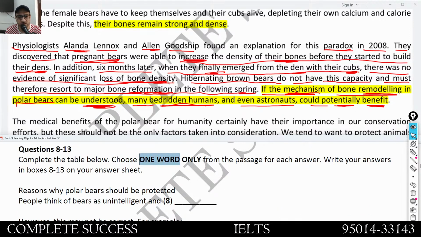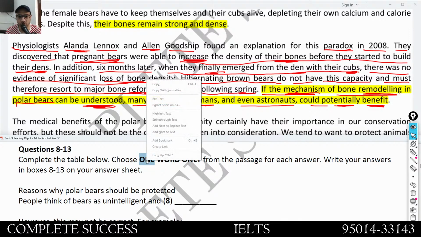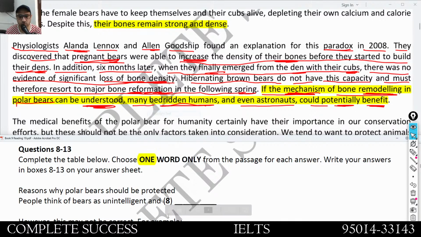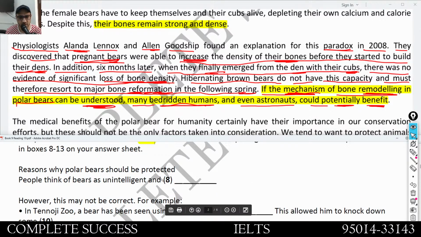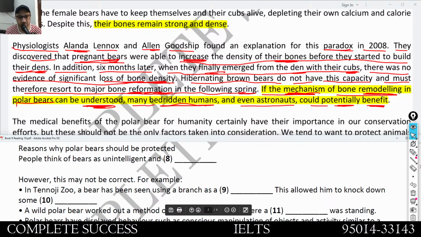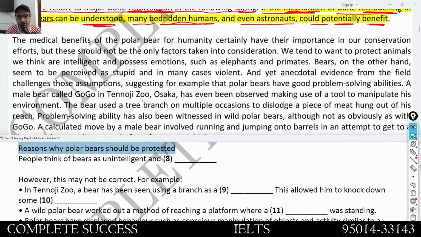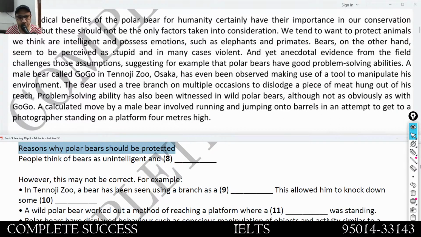Now, first of all, we have to choose one word only. So one word only means that the answer should be in one word. So the first question is: reasons why polar bear should be protected. Why should polar bear be protected? Now we'll move to this section. People think of bear as unintelligent and dash.